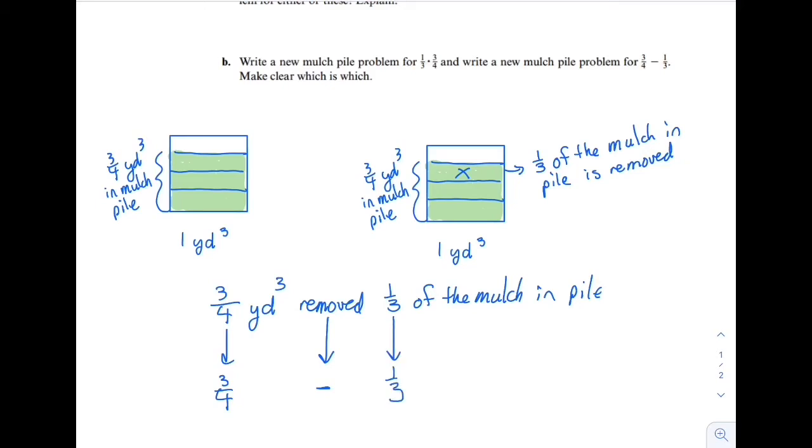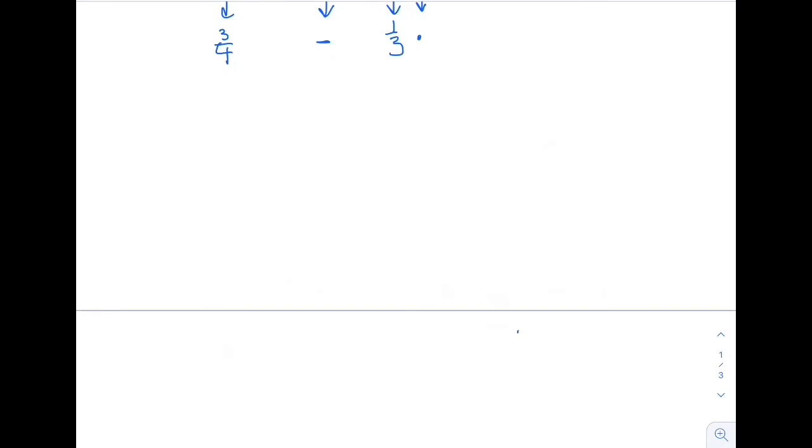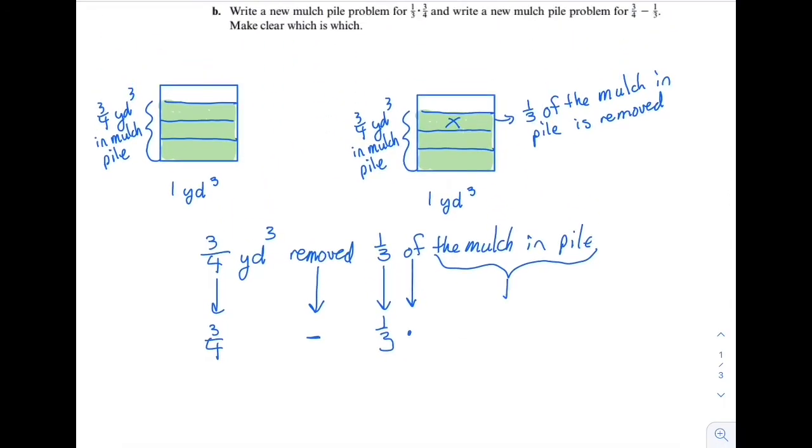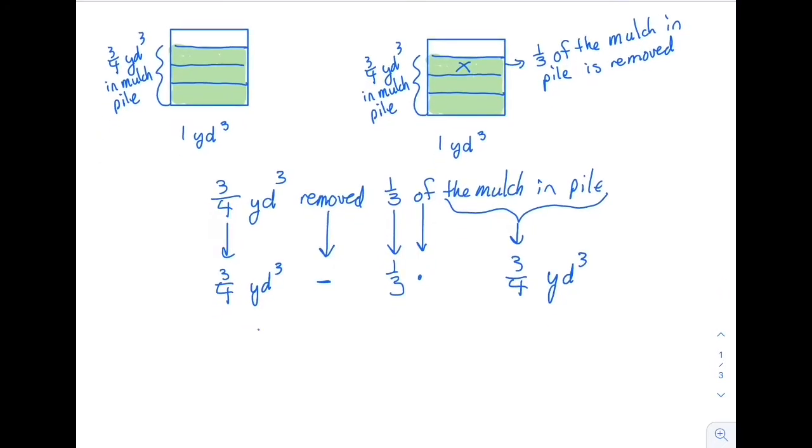I removed 1/3, but I didn't remove 1/3 of a cubic yard. I switched units. 1/3 of what? 1/3 of the mulch in the pile. What's the mulch in the pile? The mulch in the pile was 3/4 of a cubic yard. So maybe I'll put in my units here, 3/4 of a cubic yard. I removed 1/3 of the mulch in the pile, which was 3/4 of a cubic yard. So I can simplify this a little bit and say this is 3/4 minus 1/3 of 3/4.